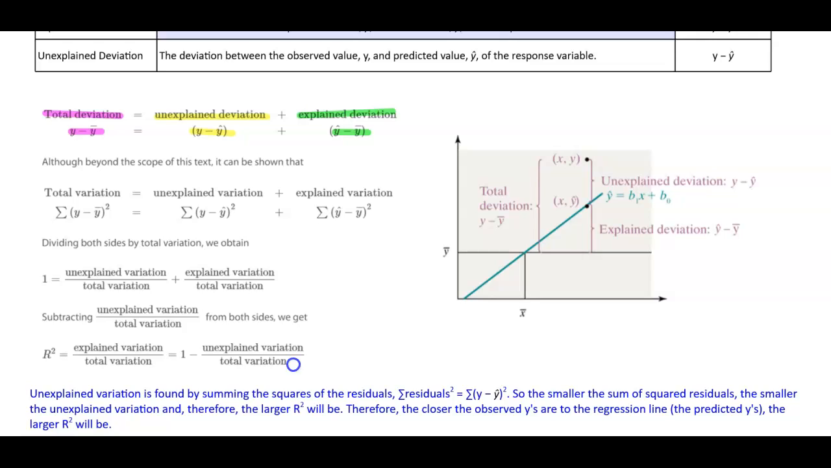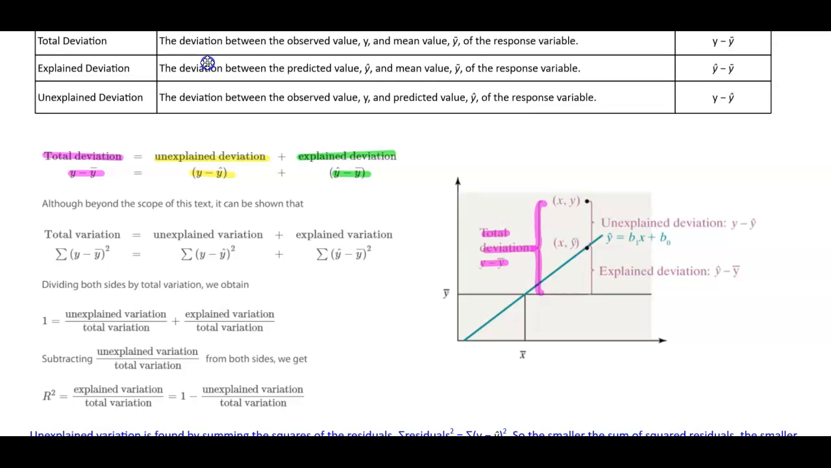Okay, so again, let's take a look at the graph here to the right. The total deviation is the following. It's this entire scenario here. That is the total variation. When we take the value of y, the total deviation here is the deviation between the observed value and the mean value. So that is y minus y bar.